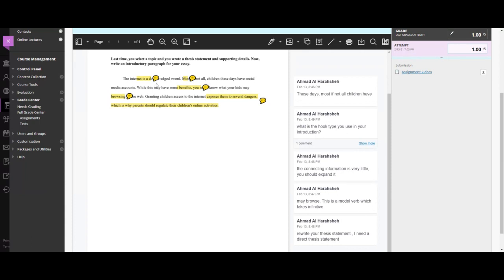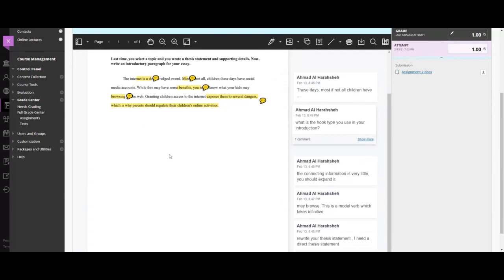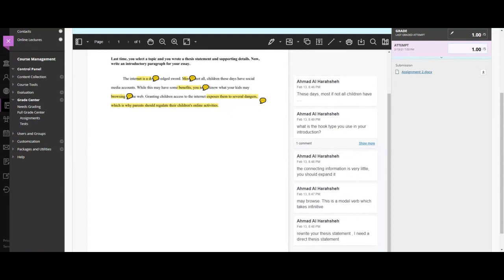Yeah. Now, the internet is, I can't remember this word, a double-edged sword. Yeah, good. Most children these days have social media accounts. While this may have some benefits, you do not know what your kids may be browsing. After "may" we have to use what? Shall we use ing, gerund, or base form? We have to use the base form, right? So, may browse the web.